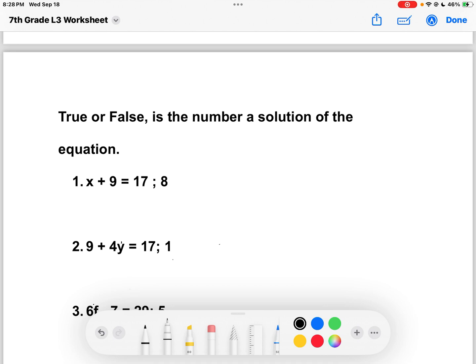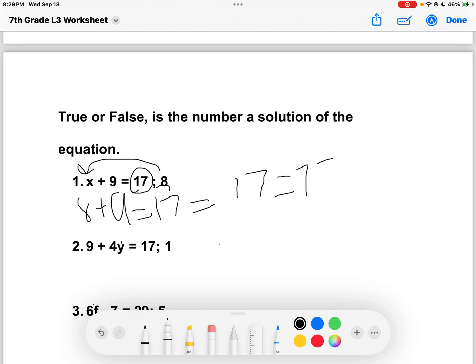Is the number a solution of the equation? So over here, we just need to plug in this number, which is said to be the solution, to the variable, which is x in this case, to see if it equals 17. So if we plug in 8, it will be 8 plus 9 equals 17. And this is indeed 17. And 17 does equal 17. So this will be true.